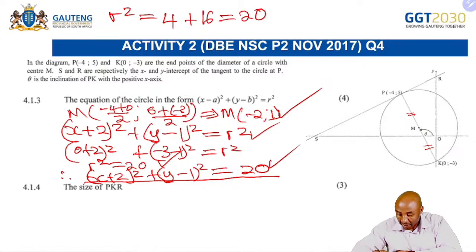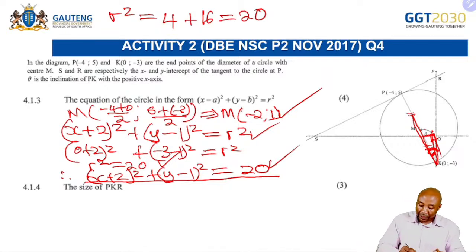To find the size of angle PKR, PKR is this angle here. Again, if you check, I'm able to get the gradient of PK. I've already calculated it. And once I use the gradient of PK, I'm able to find the size of angle theta. And this becomes an exterior angle of this triangle there. If you are able to see it, sorry, this angle here is 90 degrees. This angle plus 90 degrees should give us theta there as our angle.